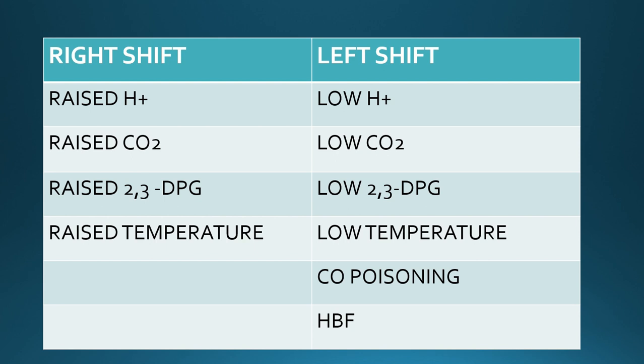But let's know about carbon monoxide, how carbon monoxide causes the left shift. As we know, the affinity of hemoglobin for carbon monoxide is 200 times its affinity for oxygen. So whenever carbon monoxide binds with hemoglobin, the affinity of the remaining sites for oxygen increases, and that causes a shift of the curve to the left.